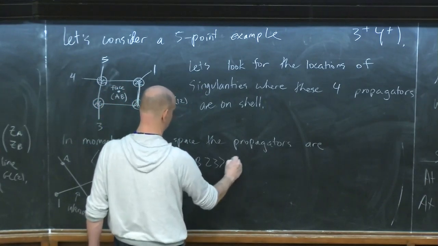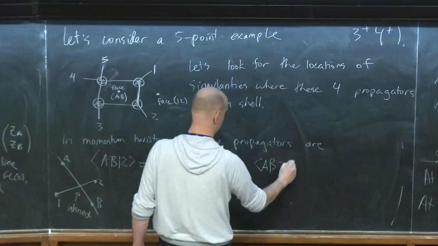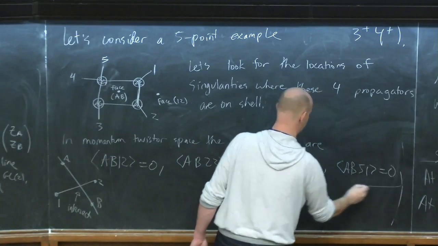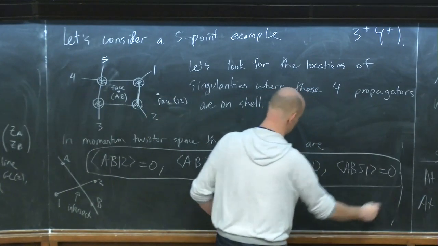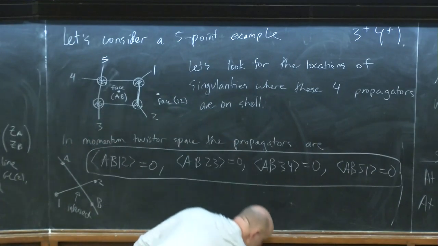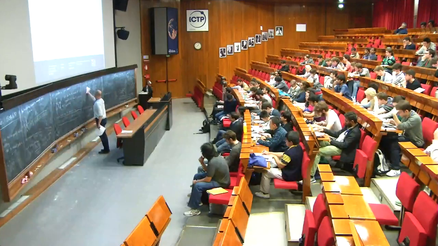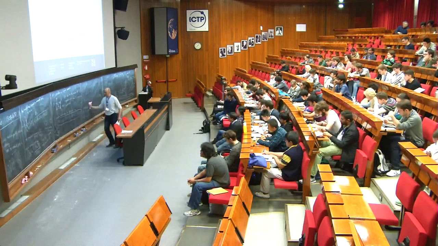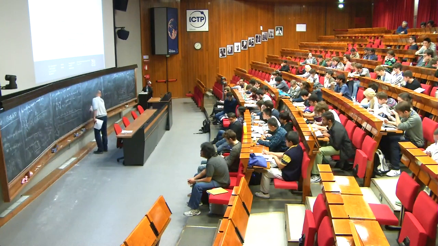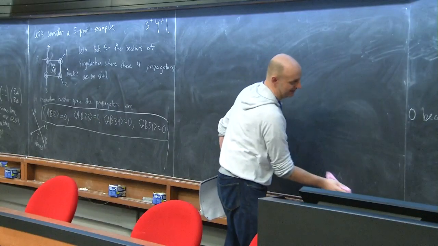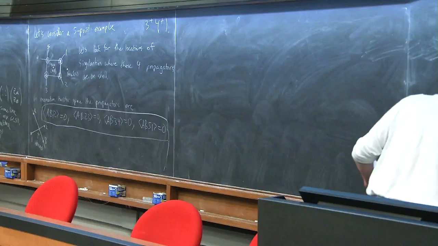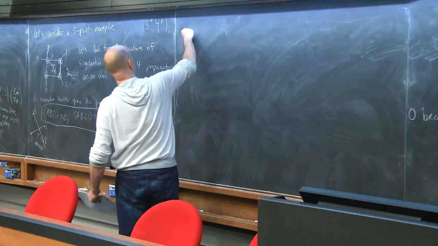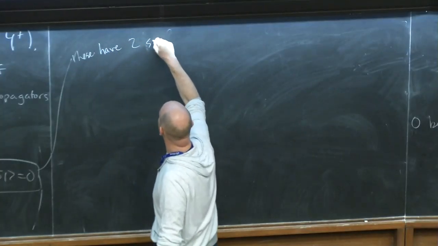When I do the others, so here are my four propagators, and I need to find all possible solutions. And I'm really in my last minute now, because I'm just going to write down the two solutions, and you'll see how simple it is. When I did this in momentum space, it was actually a little bit of an exercise to check that I was indeed satisfying all of my conditions. Here, it's really simple. These equations have two solutions.